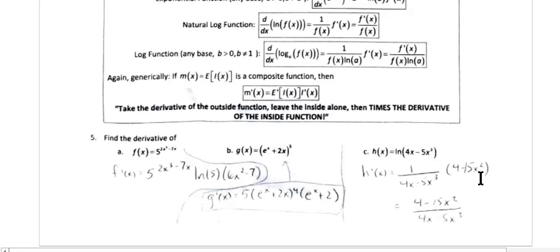So that's it for section 3.4 on the chain rule. Do your MyMathLab homework to practice it, and move on to section 3.5, implicit differentiation.